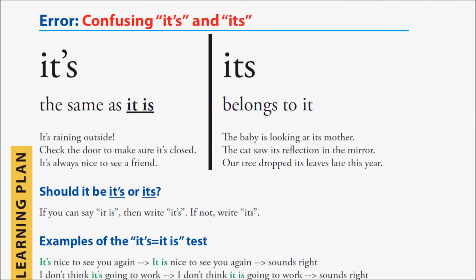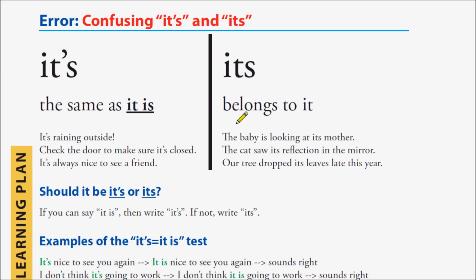All right, and here's the big one, confusing its and it's. Both sound the same. It's with an apostrophe is the same as it is. Its without an apostrophe means belongs to it. That's it. It's simple, but it's hard. See this? It's raining outside. It's the same as it is raining outside, right? Sounds good? If you can say it is, then it's this one. If you can't say it is, then it's this one.